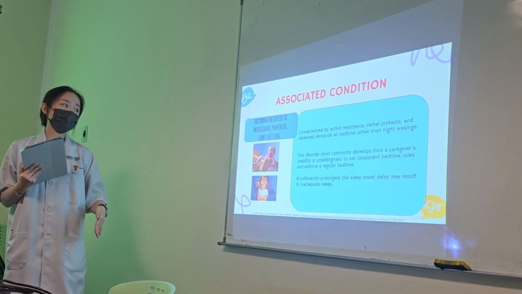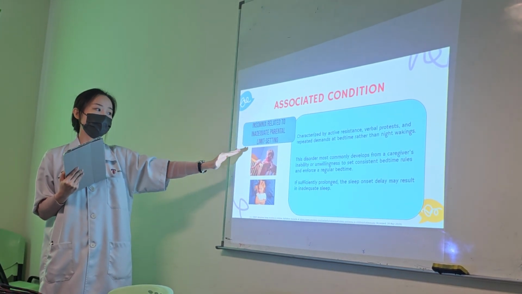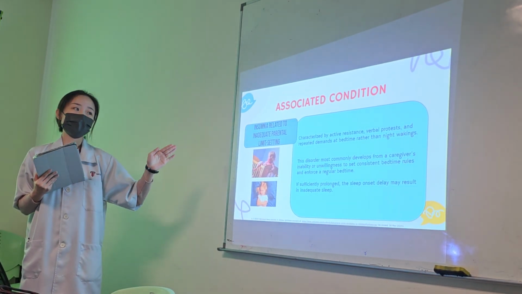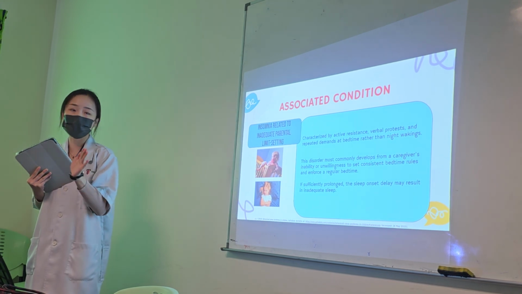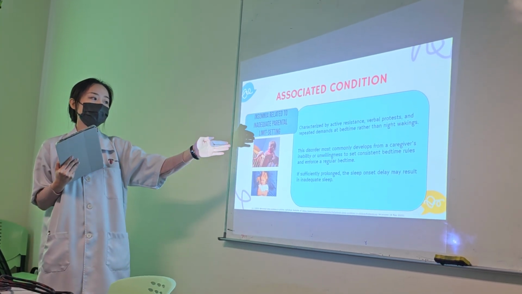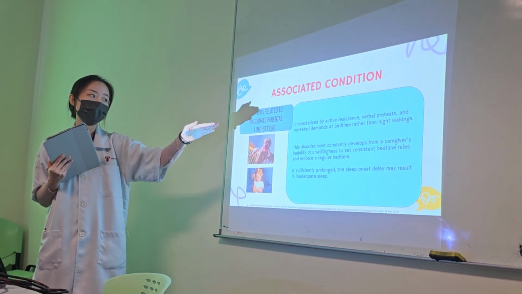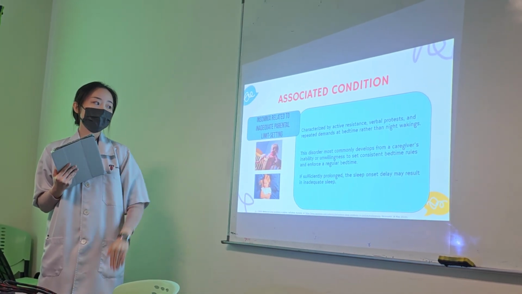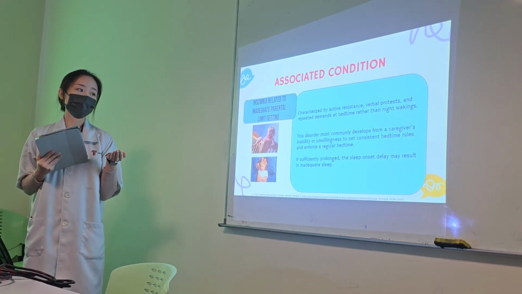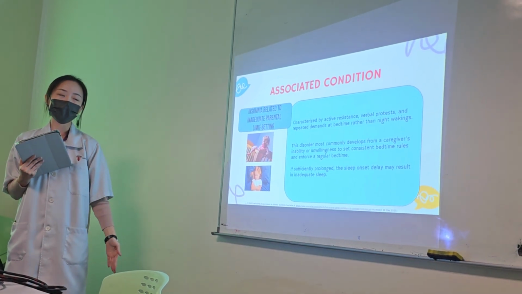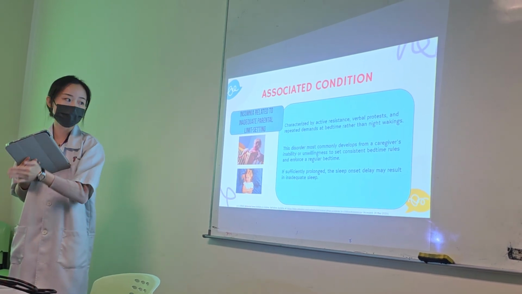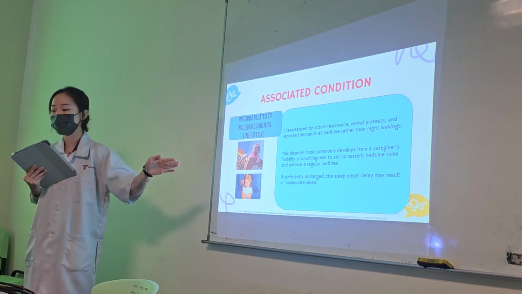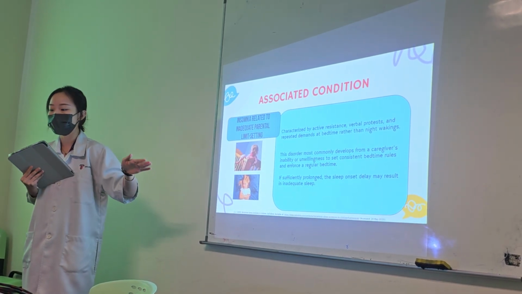The next condition is insomnia related to inadequate parental limit setting. This condition is most commonly seen in children of preschool age and above. It is characterized by active resistance, verbal protest, and repeated demands at bedtime rather than night waking. This disorder most commonly develops from a caregiver's inability or unwillingness to set consistent bedtime rules and enforce a regular bedtime. If this condition is sufficiently prolonged, then sleep onset may be delayed and result in inadequate sleep.